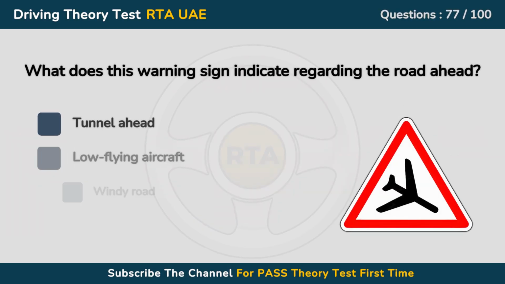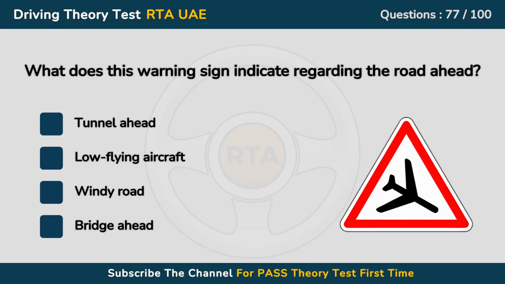Question 77. What does this warning sign indicate regarding the road ahead? A. Tunnel ahead. B. Low-flying aircraft. C. Windy road. D. Bridge ahead.